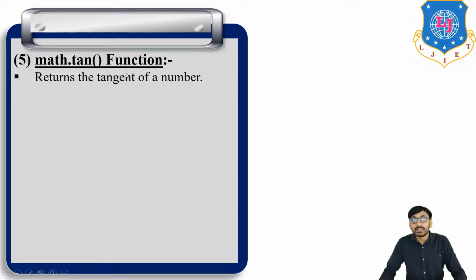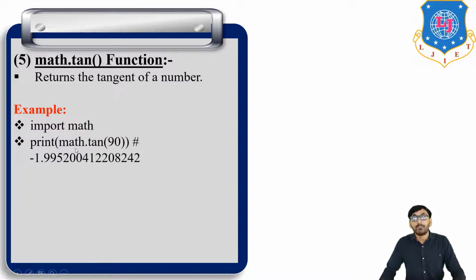Then the next one, the tan function. It returns the tangent of a number. For example, import math, then print math.tan of 90. We get the answer -1.9952 something. Then print math.tan of -90.